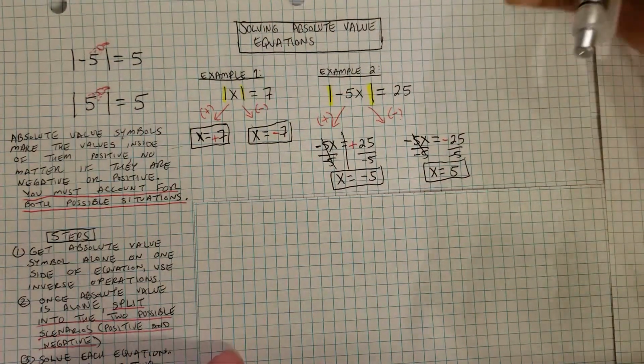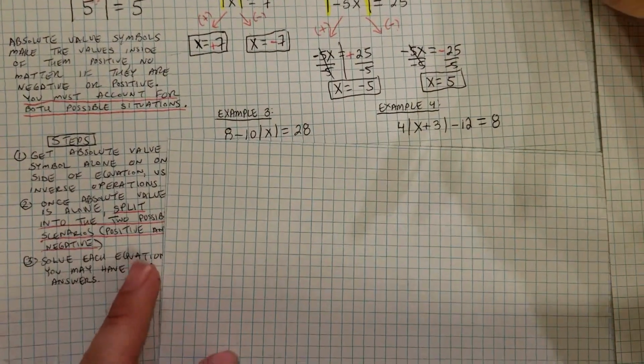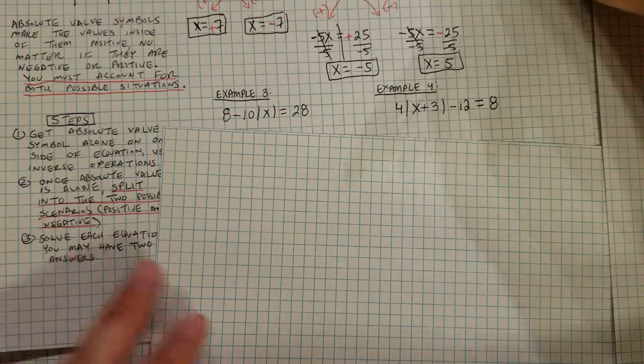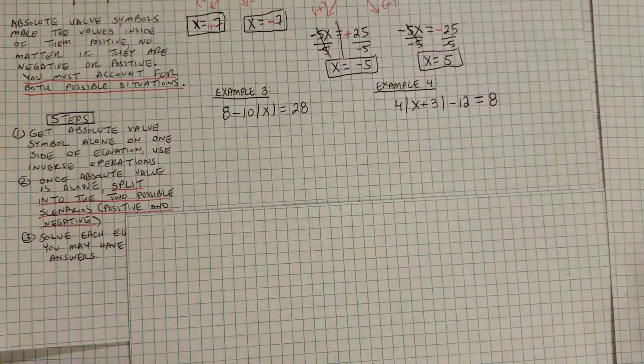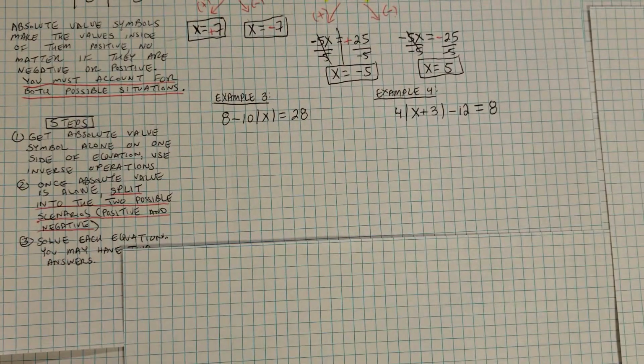Okay, eventually they'll start getting a little bit harder. Harder in terms of there being a few more steps involved. It's not just the absolute value being by itself. So if the absolute value symbol is not by itself on one side, you have to get it by itself on one side yourself. What do I mean by that?